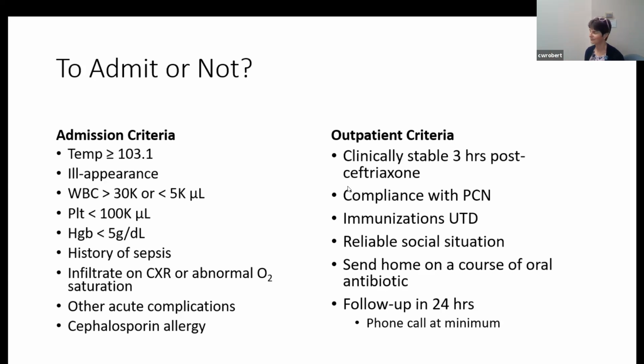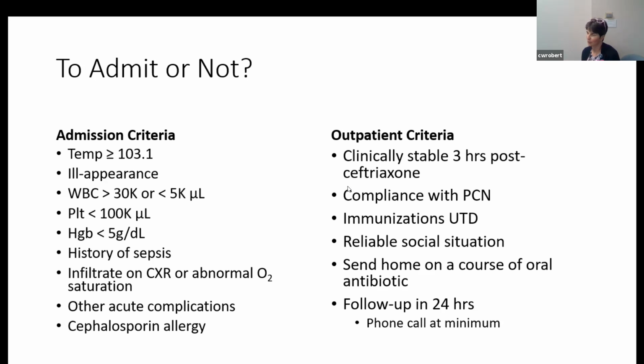Of course, if they're ill appearing, or if they have something else going on, like acute chest or pain, you would admit those patients as well. Or if they have a cephalosporin allergy, because there's no long-lasting 24-hour antibiotic that you could give. But if their temperature is not that high and they're not ill appearing, if they're stable after that dose of ceftriaxone, if they're updated with their vaccines, and they have a compliant, reliable social situation, then they can go home from the ED. And the guidelines say that you can consider a course of oral antibiotics.